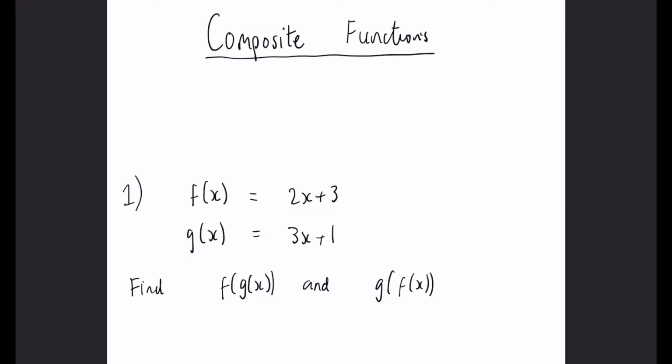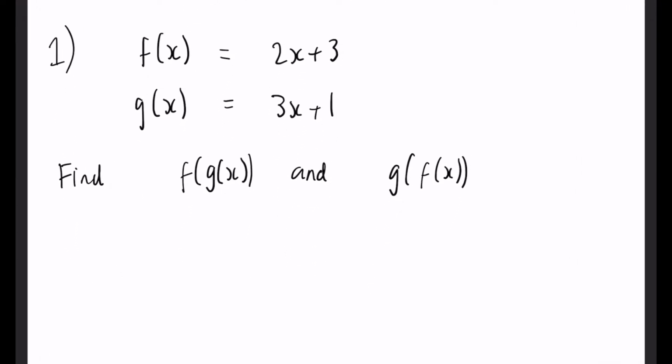So have a look at this first question here. We have one function, f of x, is 2x plus 3. The other function, g of x, is 3x plus 1. Now we are required to find f of g of x and g of f of x. The order here does matter, and it will change our answer and how we do it.